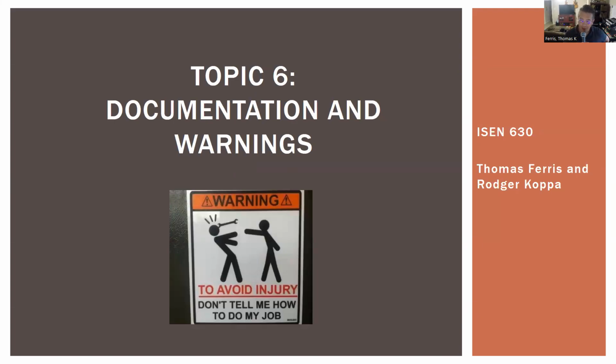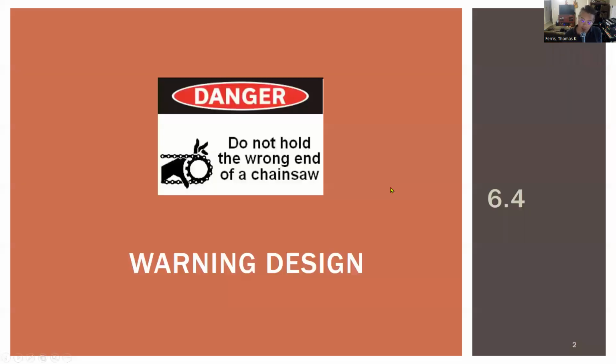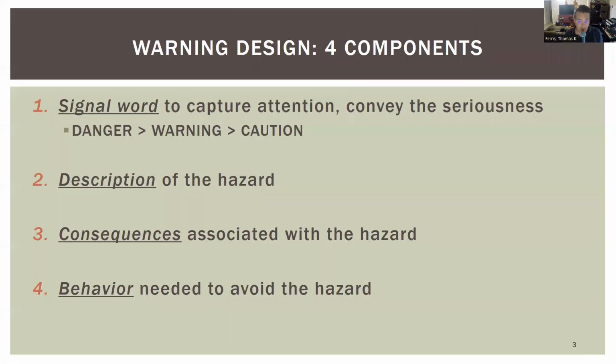All right, we have our final subtopic in topic 6, documentation and warnings. And this is about the design of warnings themselves. This is a warning. This document right here, this danger is the signal word. Here's the description. We've got additional attention grabbing elements. And there are key aspects to these designs that we should think about in human factors.